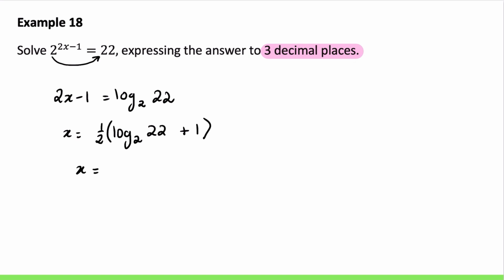When you do, you'll get x is equal to 2.729716 and so on. We need to just round it off to 3 decimal places. So that'll be 2.7, and then the 9 will affect the 3, of course. But because we need to write it to 3 decimal places, we can write it as 2.730.